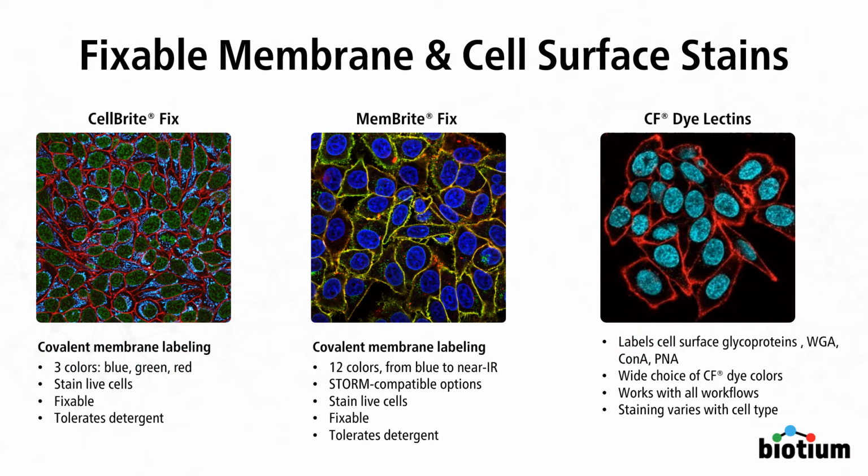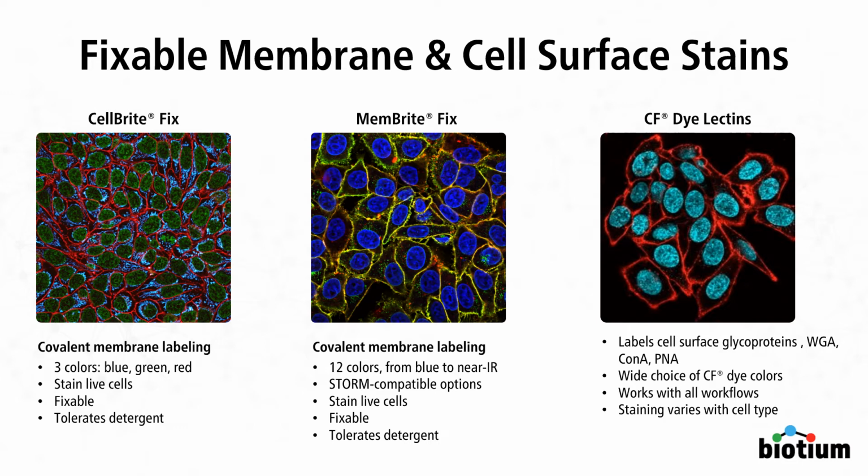The lipophilic membrane stains have poor tolerance for permeabilization or methanol fixation, so CellBrite staining is not easily combined with intracellular immunofluorescence staining. MemBrite Fix and CellBrite Fix are covalent stains that can be fixed and permeabilized for intracellular immunofluorescence staining. CellBrite Fix membrane stains are fluorogenic reactive membrane dyes that rapidly accumulate at the plasma membrane. When they incorporate into lipids, they become fluorescent, and at the same time react covalently with membrane proteins for stable labeling.